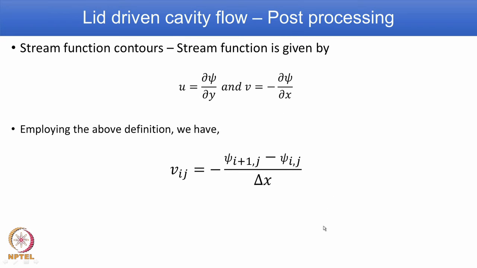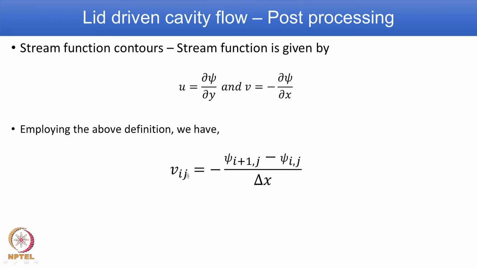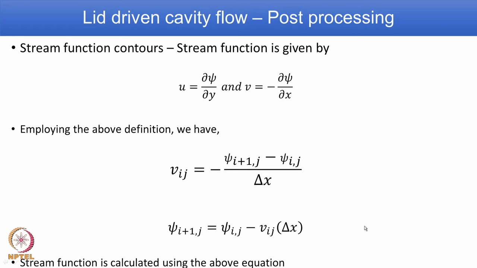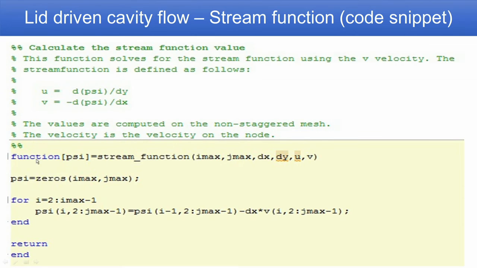You define any particular line as a reference, psi given a value of 0, then you can go on to integrate based on this velocity and this delta x to get psi at I plus 1. So, psi at I plus 1 comma j equal to psi at I comma j minus v I j into delta x. Stream function is calculated using the above relation, and you have a corresponding display of the code shown here.